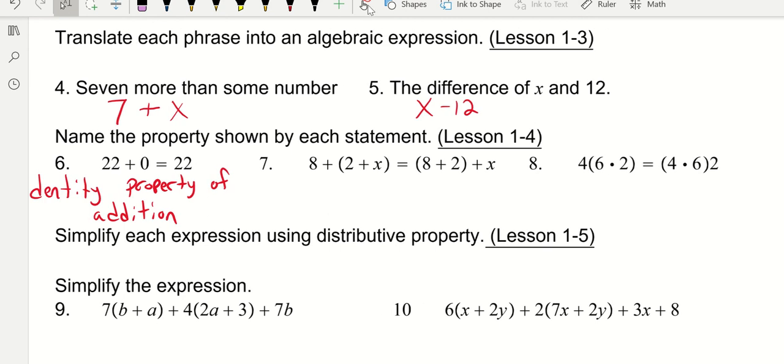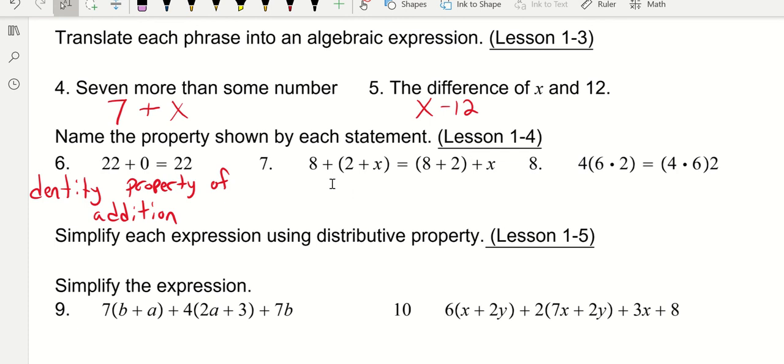Number 7 here. 8 plus, in parentheses, 2 plus x is equal to 8 plus 2, in parentheses, and then plus x. So did the order change? 8 plus 2 plus x, 8 plus 2 plus x. The order did not change. Order is the commutative property. So we know it's not going to be the commutative property.